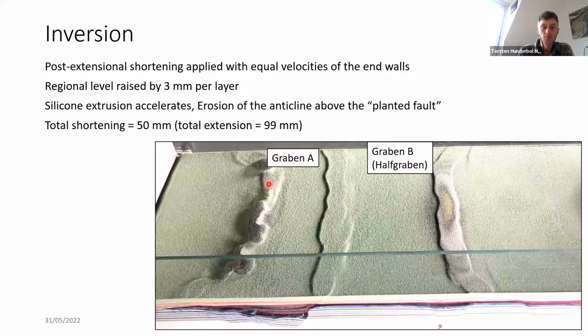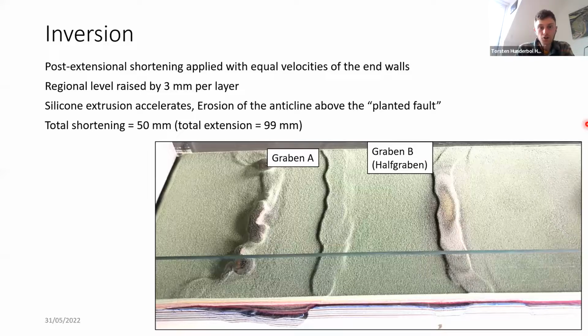Inversion, luckily enough, fits with the current theories. It rejuvenated the salt diapirs here. We saw a lot of silicone pouring out during inversion because, yeah, the graben here is being squeezed. And above the half graben here, above the polymer seed, we saw so much uplift that we actually did some erosion into the deeper layers, even though we would lift the regional levels, so the scraper 3 millimeters with regular intervals.